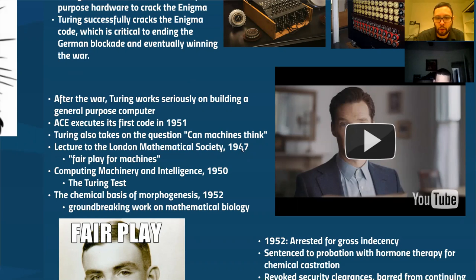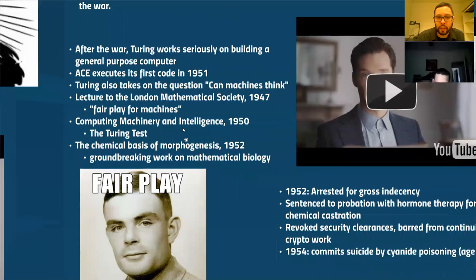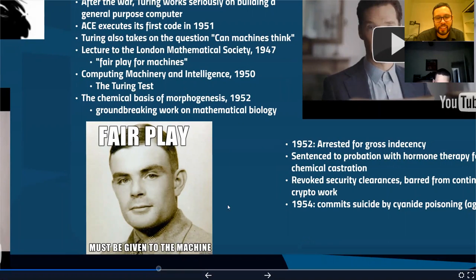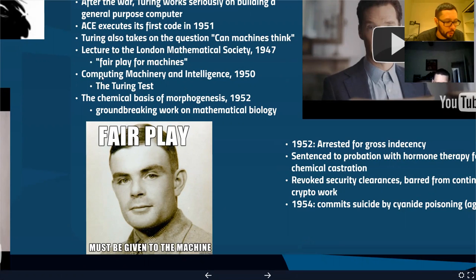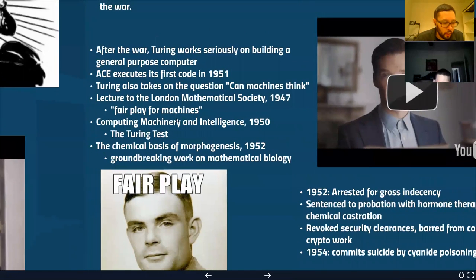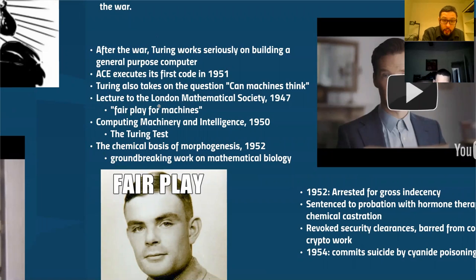So in the late 1940s, he gives a talk to the London Mathematical Society where he argues for fair play for the machines. He says fair play must be given to the machines. I'll give that argument in just a little bit. And that argument eventually turns into his 1950 paper, Computing Machinery and Intelligence. In this paper is where he gives his famous Turing test, a test for intelligence. Turing's interest here is in dealing with the social impact of these computers.